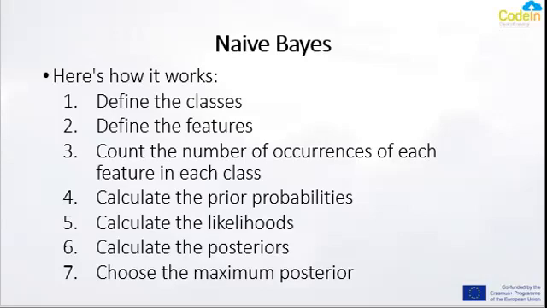Choose the maximum posterior. The last step is to choose the class with the maximum posterior as the predicted class for a new item. In other words, the class with the highest probability of being the correct class is chosen as the prediction.